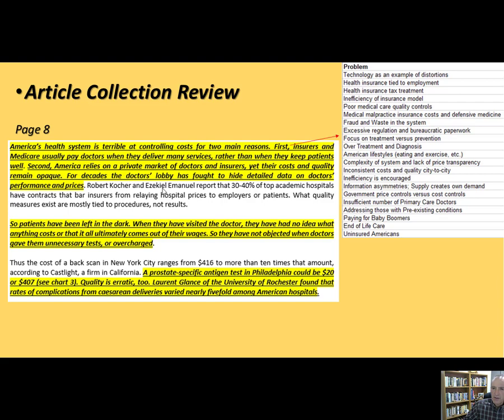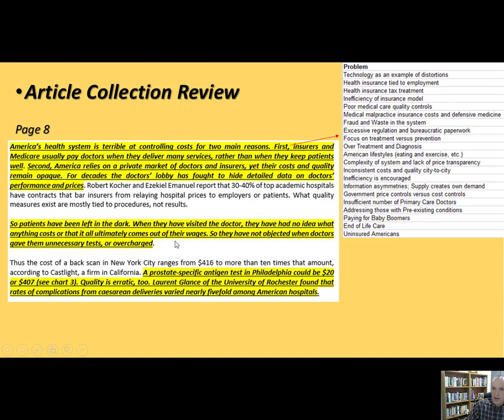Second, America relies on private doctors and insurers, but their costs and quality remain opaque. That's going to be a big issue we're going to talk about with the solutions: can we take this very inelastic demand for healthcare, where people are willing to pay almost anything because they're not directly paying for it, and shift it so people start pricing on both cost and quality like we do for every other product? But the healthcare system itself has fought to hide performance and prices.